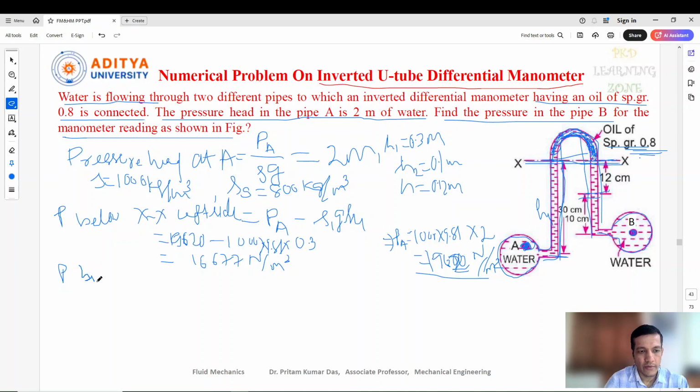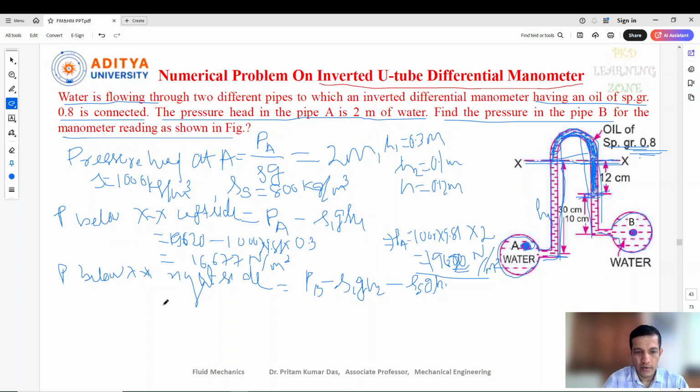Similarly, we can identify the pressure below the XX datum line on the right side. PB we don't know, and this is the same liquid flowing here, so we write rho 1 g h2, the same density, minus the oil present up to here. It's not given properly, so we need to assume that the oil is present up to a distance of 12 centimeters below. That we write as rho s g h.